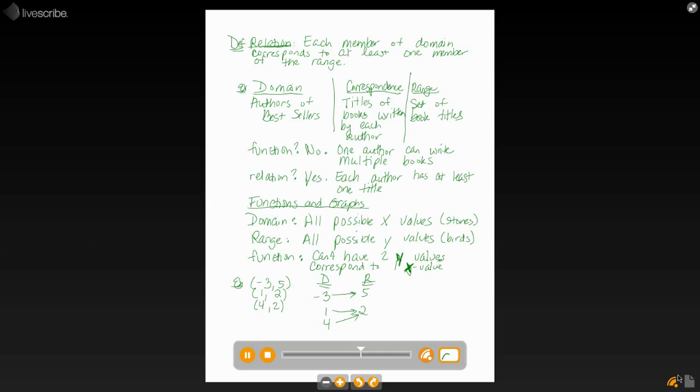All right. So, now looking at this, is it a function? Yes. So what do I have here? I have 2 stones hitting 1 bird, right? 2 stones hitting 1 bird. But did I kill 2 birds with 1 stone? No. So is it a function? Yes, this is a function. Is it a relation? What's a relation? Does every single domain have somewhere to go? Yes. Then that's a relation.